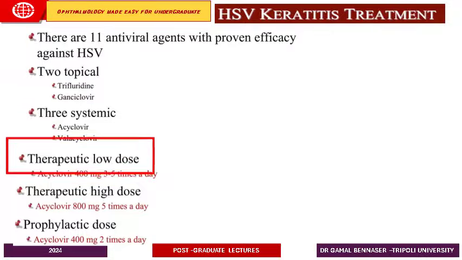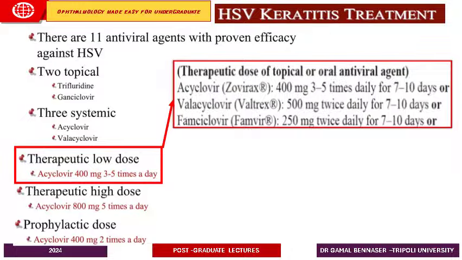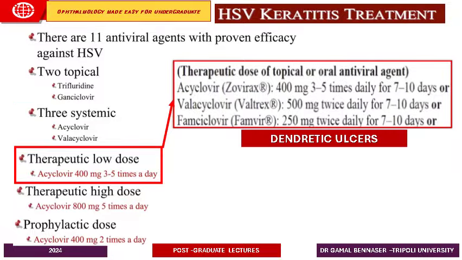So the therapeutic low dose is commonly acyclovir 400 milligrams 3 to 5 times a day, or the equivalent dose of valacyclovir 500 milligrams twice a day for 7 to 10 days, or famciclovir 250 milligrams twice a day for 7 to 10 days. So this is the therapeutic low dose. And as I said, the therapeutic low dose is mainly used for epithelial keratitis, namely the dendritic ulcer, in which there is active virus replication and a low virus load.